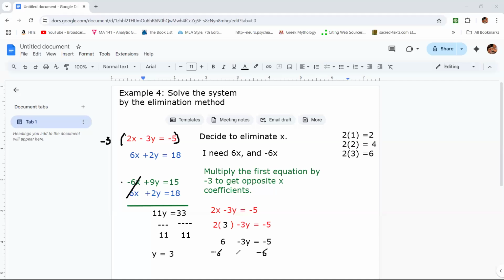I'm sorry, you know what? I made an error here. Let me fix this. Maybe this will happen to you, but I made a mistake. So here, you see what I did? This is y equals 3. I need to put the 3 where y is. So let me fix this.